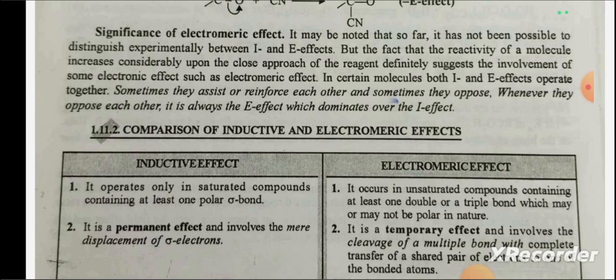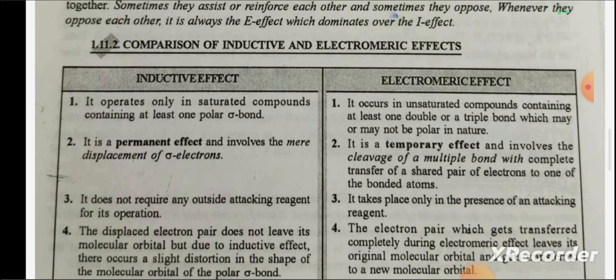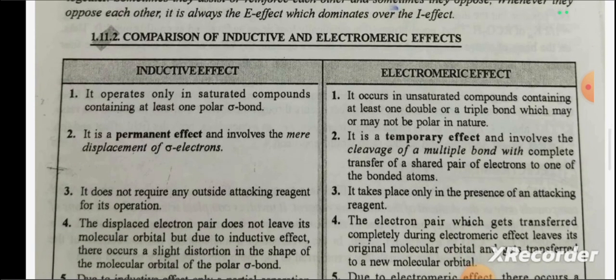Sometimes they reinforce each other, and sometimes they oppose each other. When they oppose each other, it is always the E effect which dominates over the I effect. Comparison of inductive and electrometric effect.